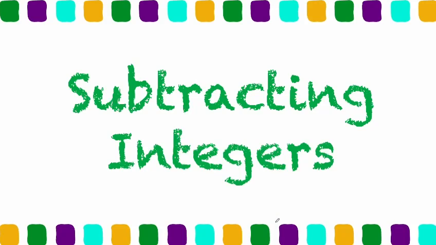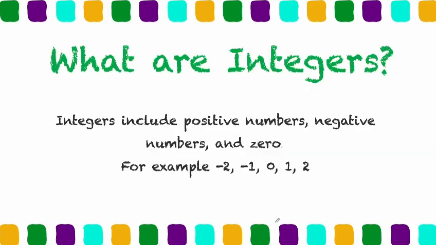For today's video, we'll be looking at subtracting integers. Now an integer includes positive numbers, negative numbers, and 0. For example, we have -2, -1, 0, 1, and 2.